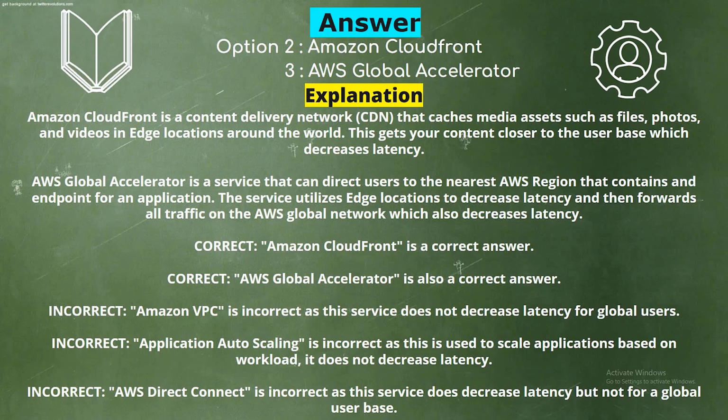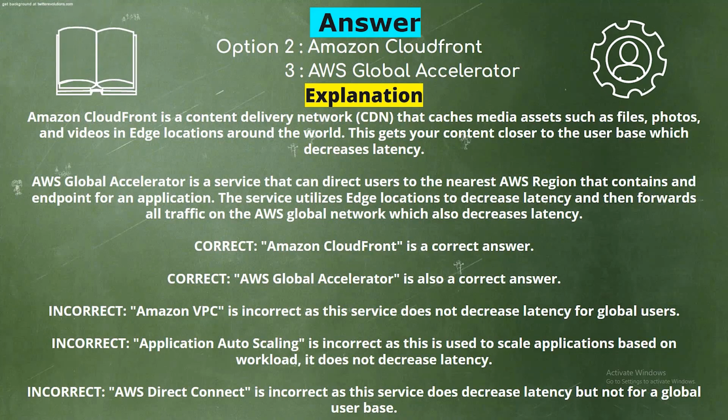Incorrect. Amazon VPC is incorrect as this service does not decrease latency for global users. Incorrect. Application auto-scaling is incorrect as this is used to scale applications based on workload. It does not decrease latency. Incorrect. AWS Direct Connect is incorrect as this service does decrease latency but not for a global user base.